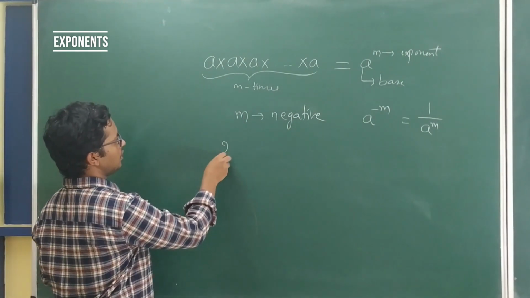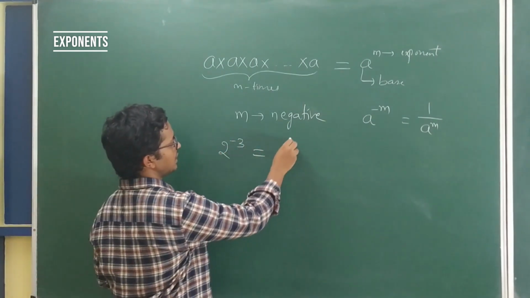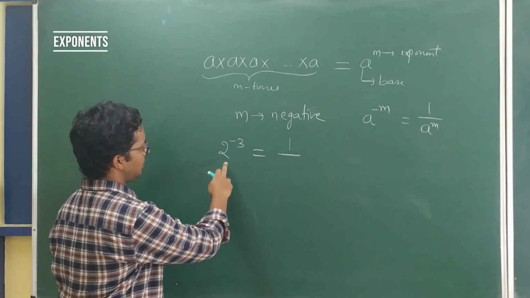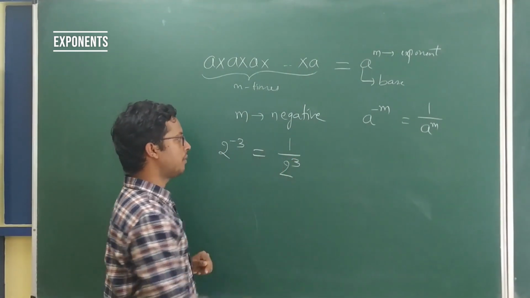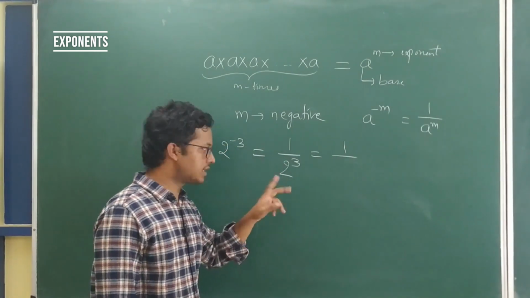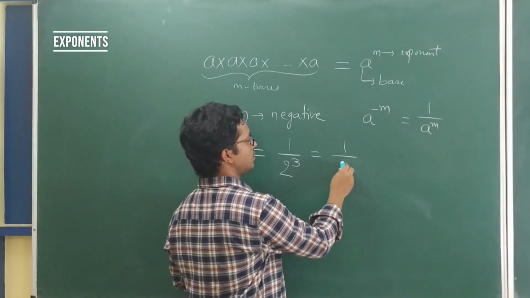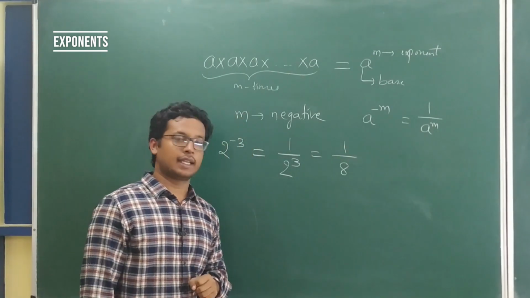So let's take the example 2 raised to minus 3. By that law, this can be written as 1 by 2 raised to power 3. Please understand, 2 raised to 3 is not 6, and it is not 2 into 3. This is 2 into 2 into 2. So 2 multiplied 3 times, you will get 8.